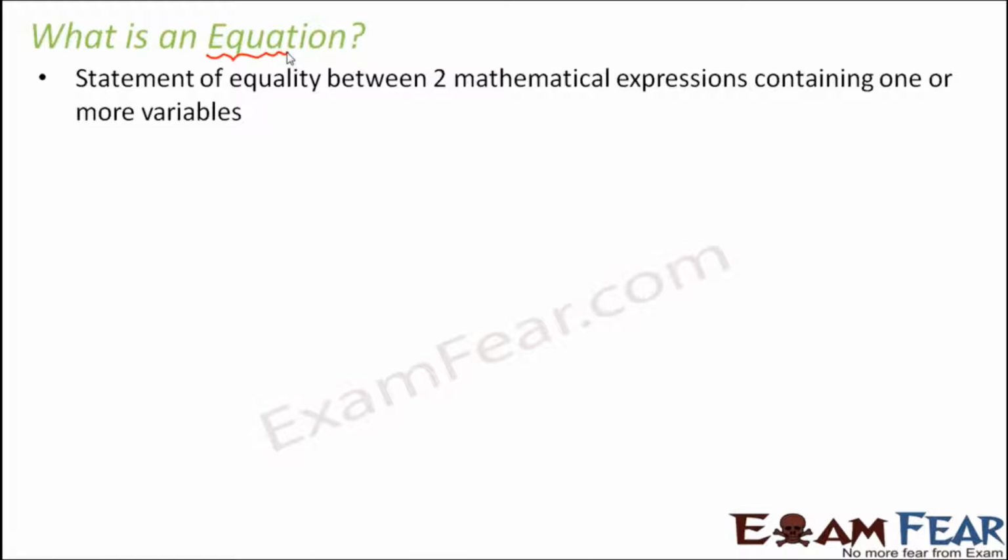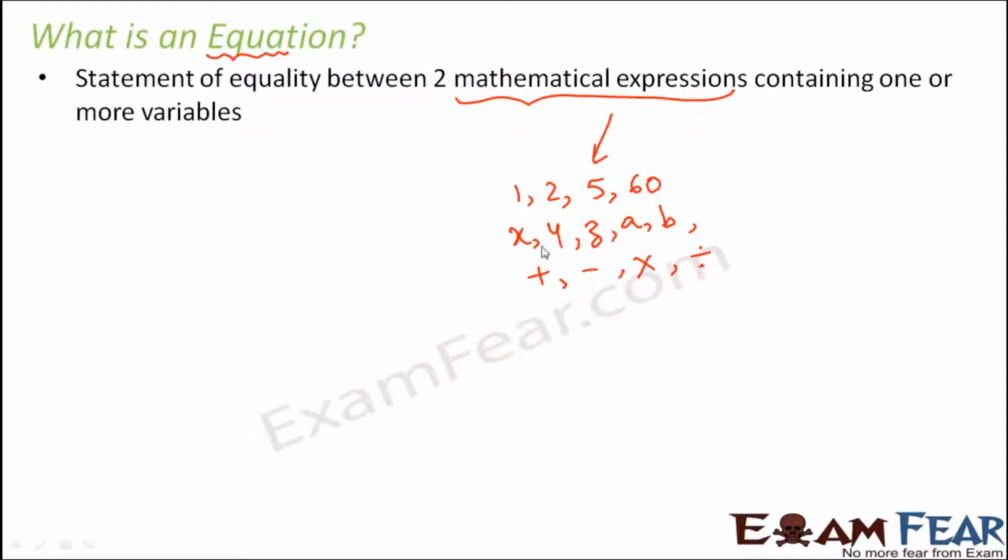I am sure all of you understand what mathematical expressions are. Mathematical expressions are those expressions which contain constants like numbers, maybe 1, 2, 5, 60. These are all constants. They also consist of variables. Variables are those values which are represented by alphabets, for example, x, y, z, a, b, c, p, q, r. The mathematical expressions also contain operators like plus, minus, multiply, divide. All of these together make the mathematical expressions.